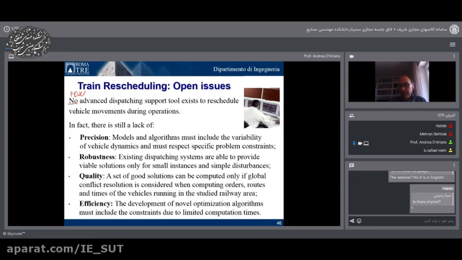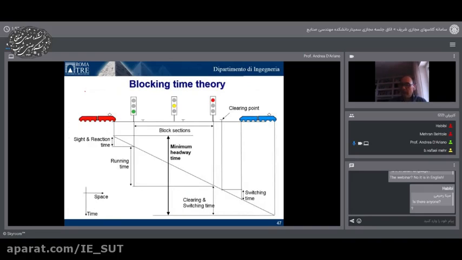Then efficiency. Efficiency means not only finding a solution, not only finding a good solution, but also finding a good solution in a very tight, very limited computation time. That is typical for rescheduling purposes. So all these four factors create complexity in developing a tool that can be used in practice. And this is the reason why very few tools exist in practice, and most of them are working on very simple and sometimes isolated lines.